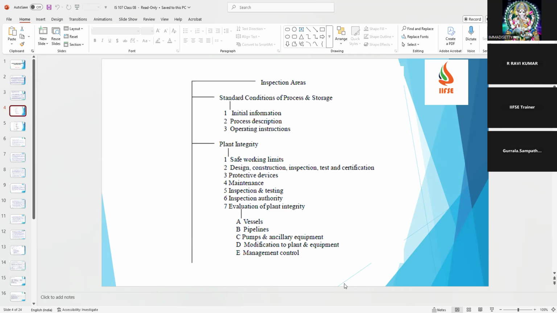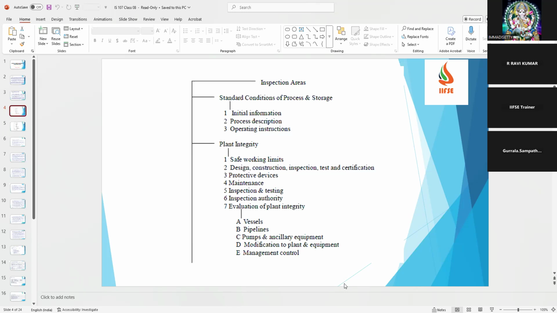In the plant integrity, we can check for the safe working limits. When I say safe working limits of various equipment and process vessels, for example reactors, what will be the maximum pressure; centrifuge, what will be the maximum capacity and also the rotations, RPM. We'll look for all the safe working limits. Then design, construction, inspection, test, and the certifications.